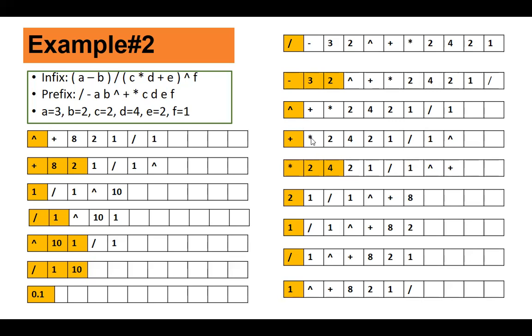Again, an operator not followed by two operands. So delete it, insert it at the rear. Fine. Front is pointing here now. Okay. Now again, it is an operator, but it is followed by two operands. So what you do, delete the operator, delete operand 1, delete operand 2, carry out the operation and insert the result into the rear. So 2 into 4, that is 8, insert it at the rear. And now front is pointing here.